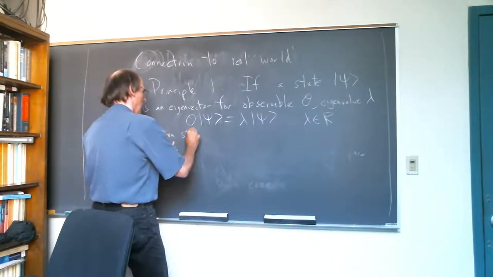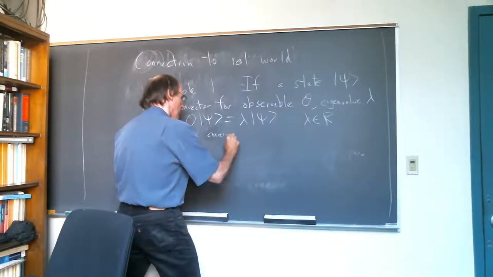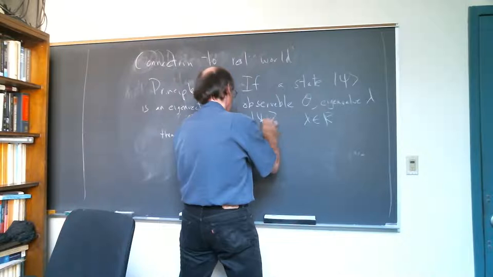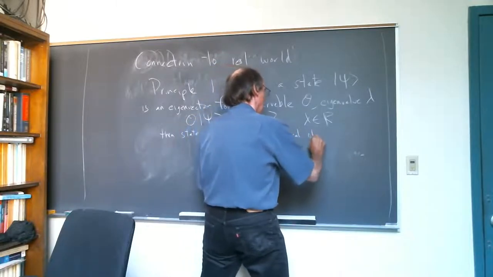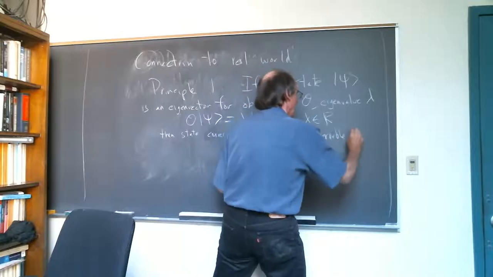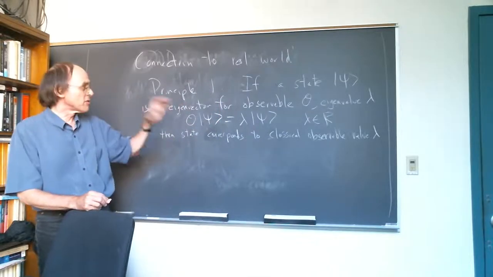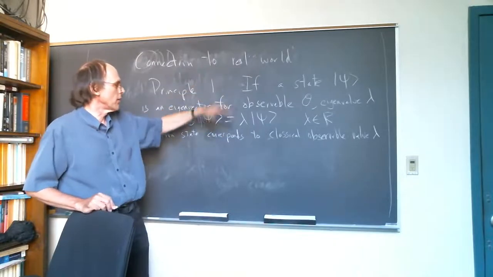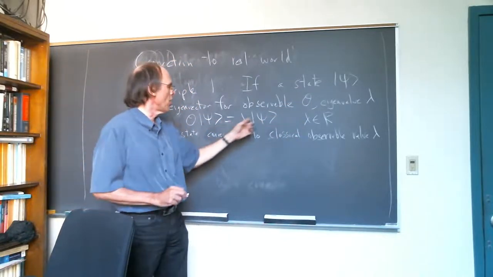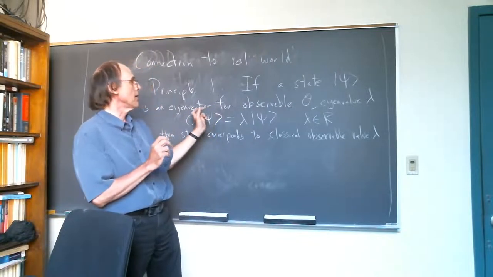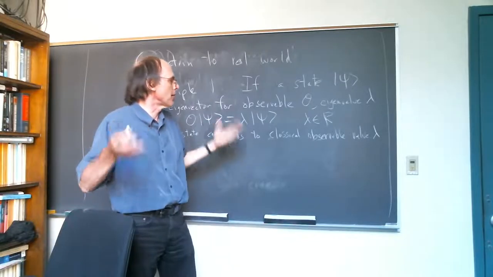Then the state corresponds to a classical value. So what this principle is saying is that the observables we're interested in have some interesting relation to classical observables, but the relation is peculiar. If you write down an arbitrary state, it really has no relation to a classical value.